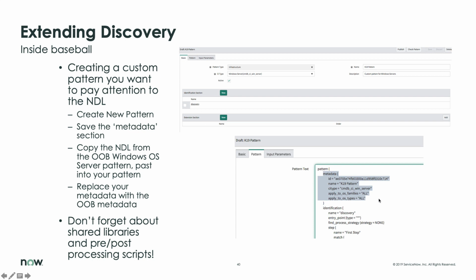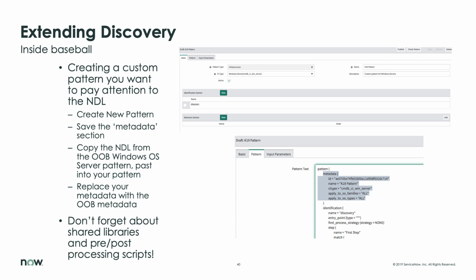Now, the first thing you want to do is create your own custom pattern, as I have here, a custom pattern for Windows services. Create an identification section. In here, I had no steps whatsoever. Saved it. And then when I click on that pattern tab, what you do is you copy this metadata piece. And the most important thing is probably this sysID. Now I take that metadata piece, put it on a clipboard somewhere, put it aside.